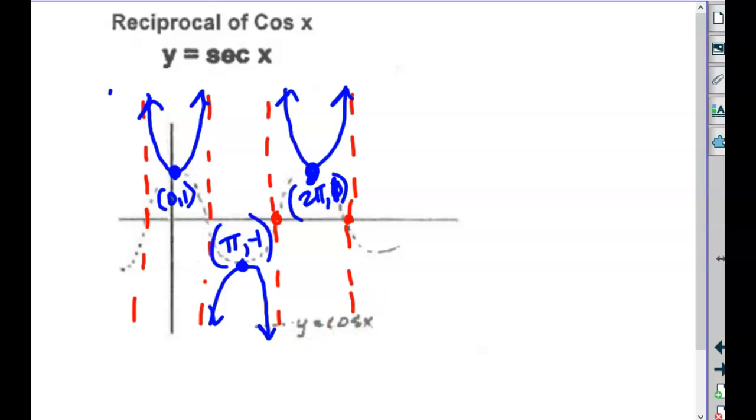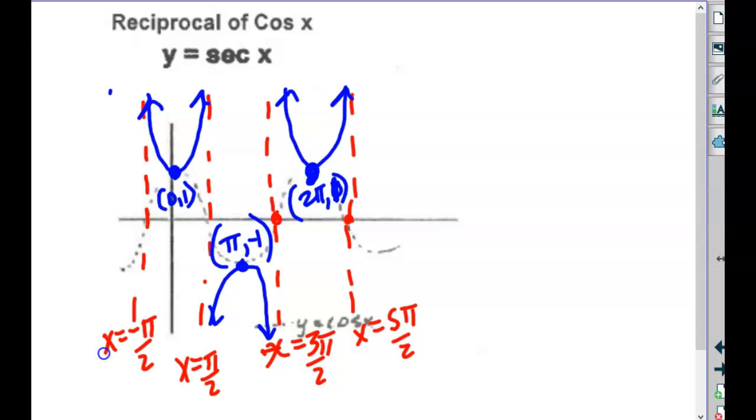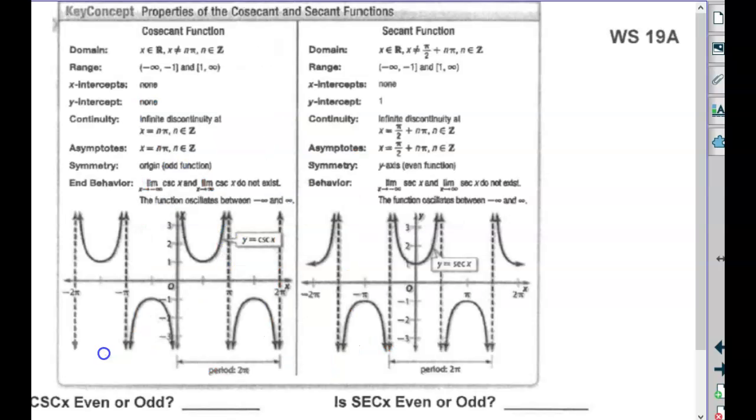So where are the asymptotes at? X equals pi over 2, 3 pi over 2, 5 pi over 2, or negative pi over 2. Everybody okay? Now, in the blue, did I do 1 period? I did a period and a half, right? So, all right, here's what they look like. I don't even have them memorized. I always just graph a sine or cosine and then put in the asymptotes and flip the pieces over. Does that make sense? All right, real quick.